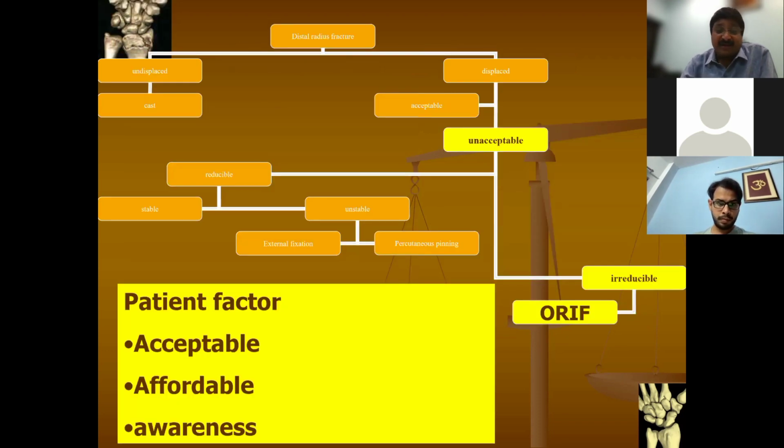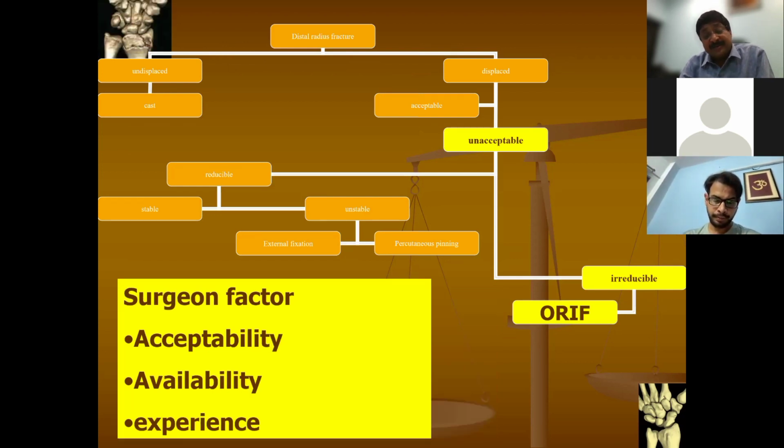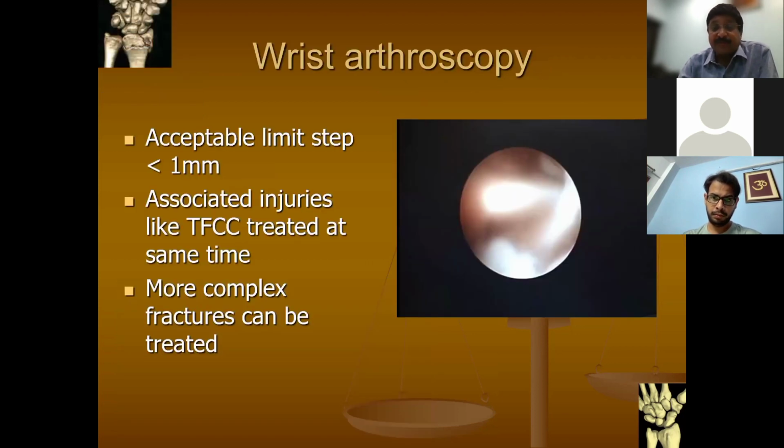So open reduction, internal fixation, patients are accepting it. With the coming of Indian implants, they are becoming more affordable and there is more awareness among patients. Surgeons are also accepting it because of low failure rates. Availability has increased because more players are in the market, and as experience is increasing, surgeons are using locking plates for more and more complex fracture fixation. So this is what we are doing.